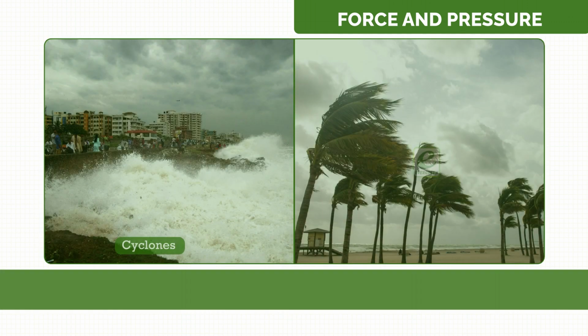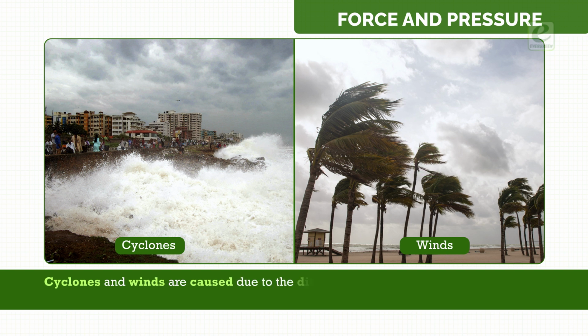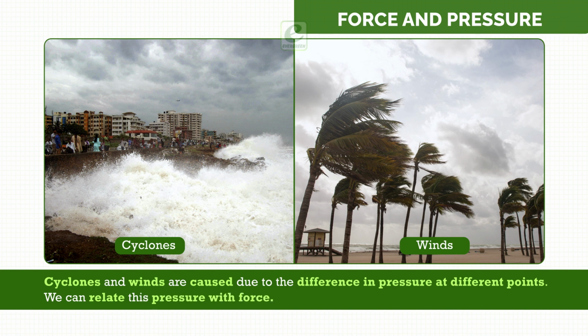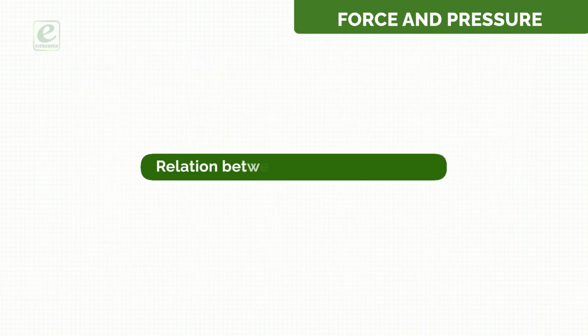Pressure and force. Cyclones and winds are caused due to the difference in pressure at different points. We can relate this pressure with force. Relation between force and pressure.